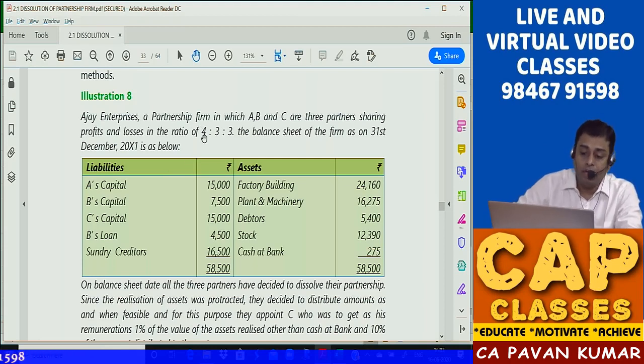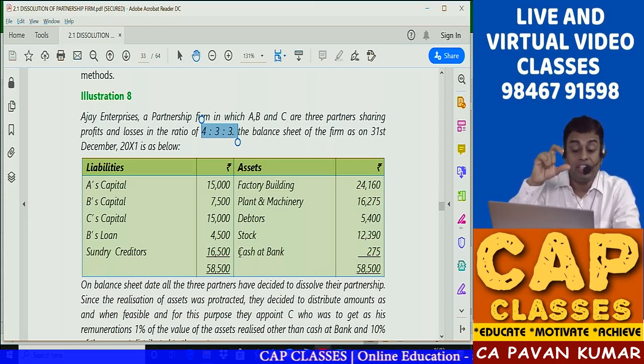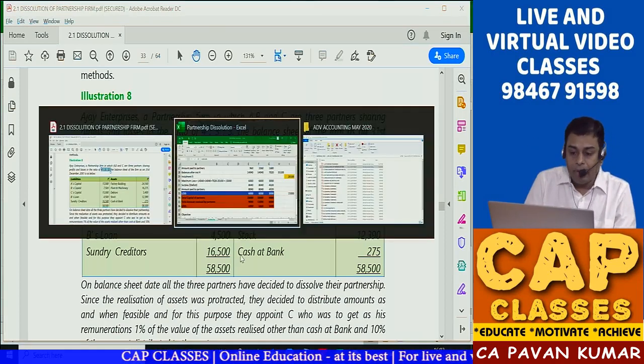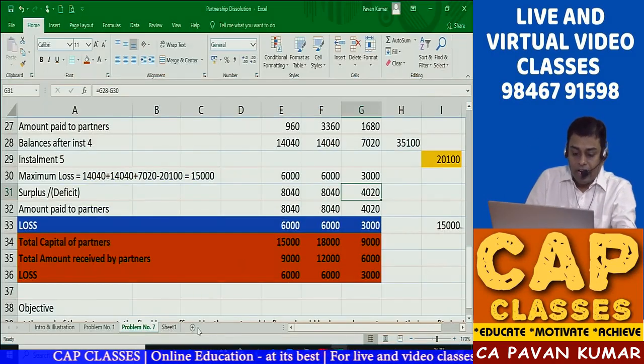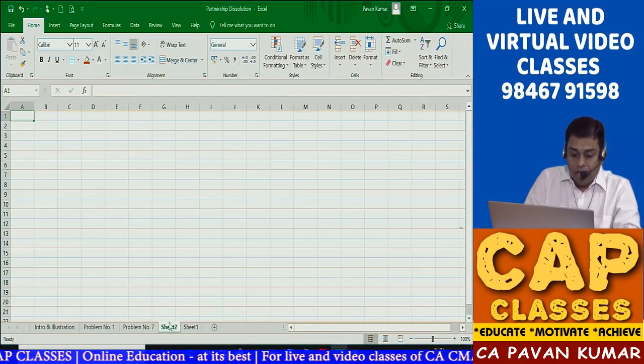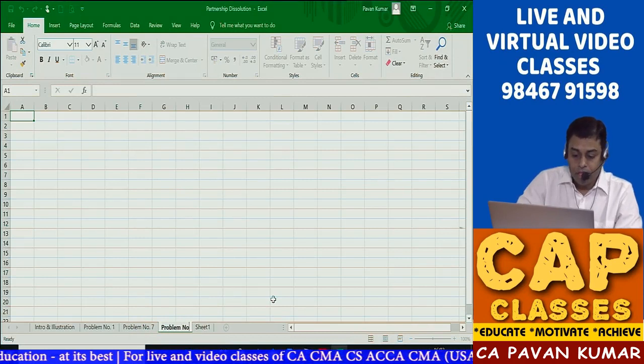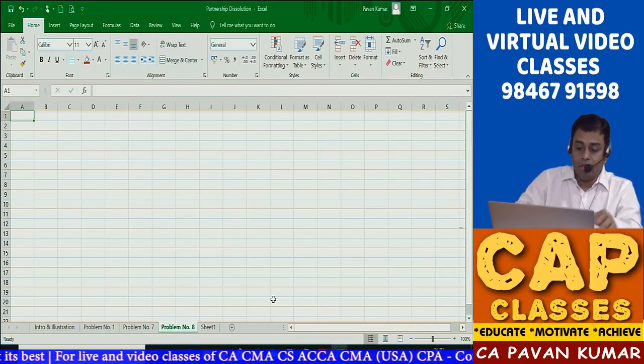First, what is their profit and loss sharing ratio? 4:3:3, correct? But what is their capital? Is it in 4:3:3 ratio? No, it is in a different ratio. So first we calculate excess capital, higher relative capital. I'm opening a new worksheet, problem number 8. So let us solve this.